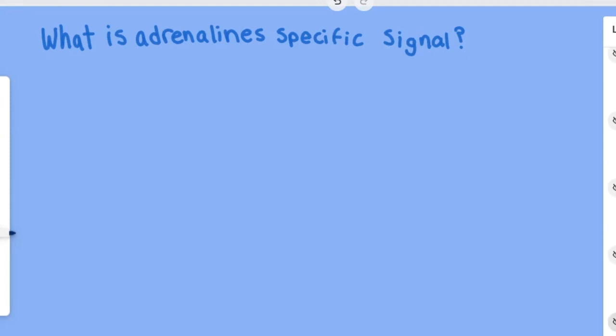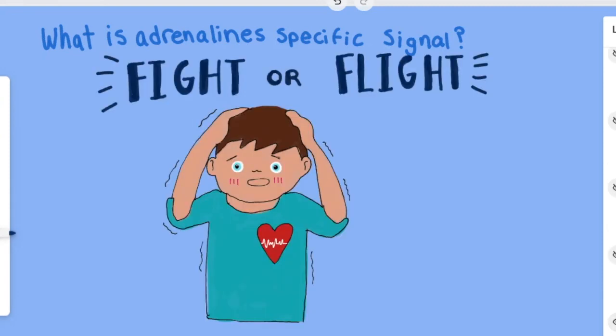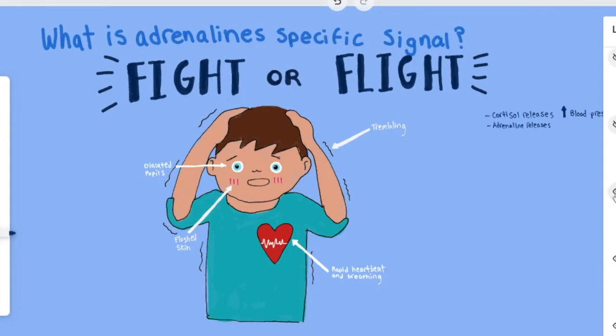Well, adrenaline release causes a fight or flight response in the body, which can be shown by increased heartbeat, dilated pupils, trembling, and flushed skin. Fight or flight also causes cortisol releases in the body, which in turn increases blood pressure and blood sugar. Adrenaline releases from fight or flight cause increased strength in the body, and the liver releases glucose, which in turn gives muscles more fuel during the fight or flight response. And you can see here that oxygen, nutrients, and blood flow are being moved to the muscles during this response.